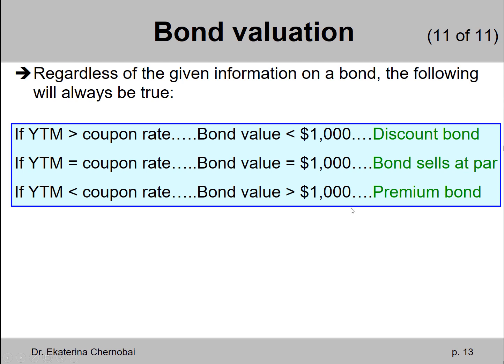And premium bonds are the ones that are worth more than $1,000, and that's always going to happen when the yield to maturity is less than the coupon rate. So this is a little rule that you could always keep in mind when you do the calculations.